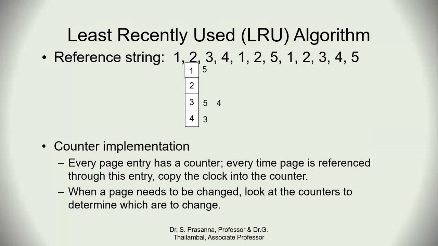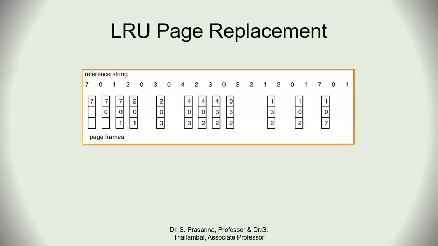So you also have a counter for every page entry in this type of algorithm. So every time a page is referenced through this entry, the clock will increase the value of the counter. So when a page needs to be changed, that is, when it needs to be taken as a victim, look at the counters to determine which to change. So whichever is the least recently used, that page can be used as the next victim. So this is the reference.